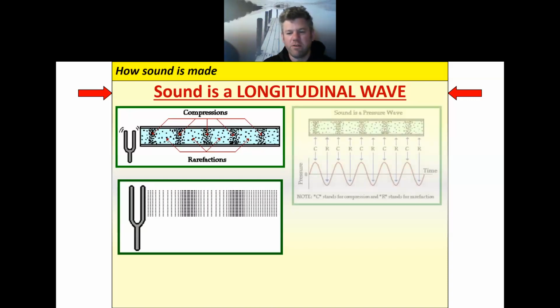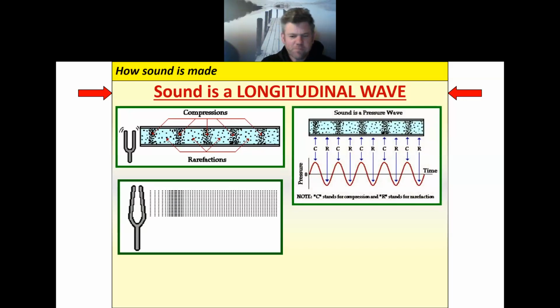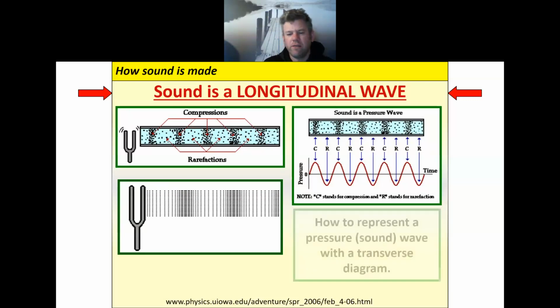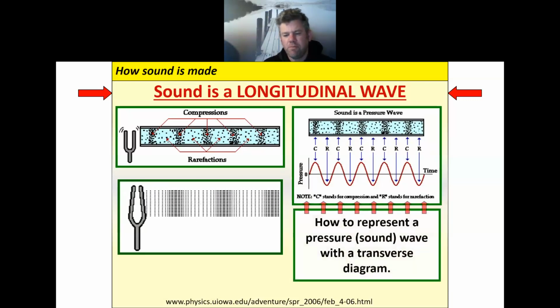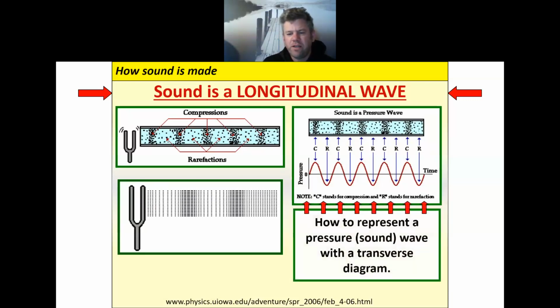Okay. But what you can see in the top right corner here is that we can make this look like a transverse wave by taking those compressions and turning them into crests, and the rarefaction, the area where you're rarely going to find a sound or a wave, and turning those into troughs as well.